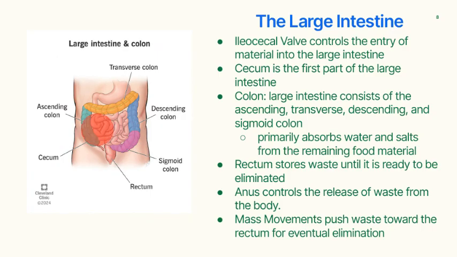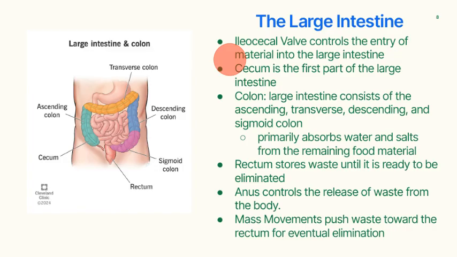The next part that we are going to be looking at will be the large intestine. In the diagram, you can see the different parts of the large intestine, starting with the cecum, the ascending colon, transverse colon, descending colon, sigmoid colon, and the rectum, and it all comes out the anus. The ileocecal valve controls the entry of material into the large intestine. It starts in the small and moves to the large.